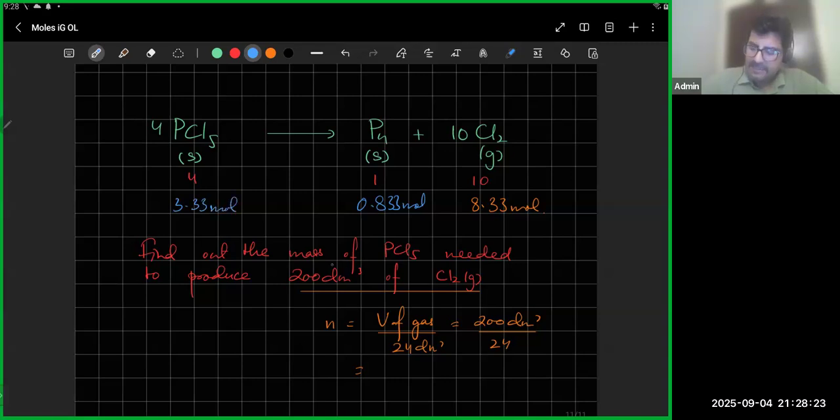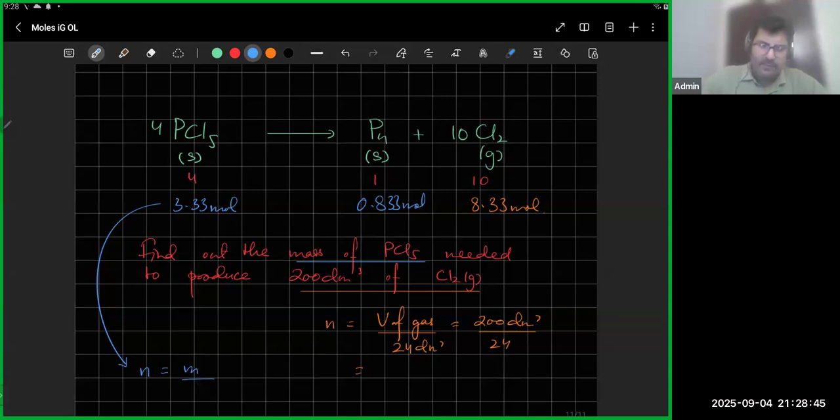Now, what is he asking? He's asking for the mass of PCl5. We're going to find that one. Okay, so the mass of PCl5. अच्छा वो क्या होगा mass of PCl5? वो क्या था? Moles is what? Mass divided by molar mass, right?